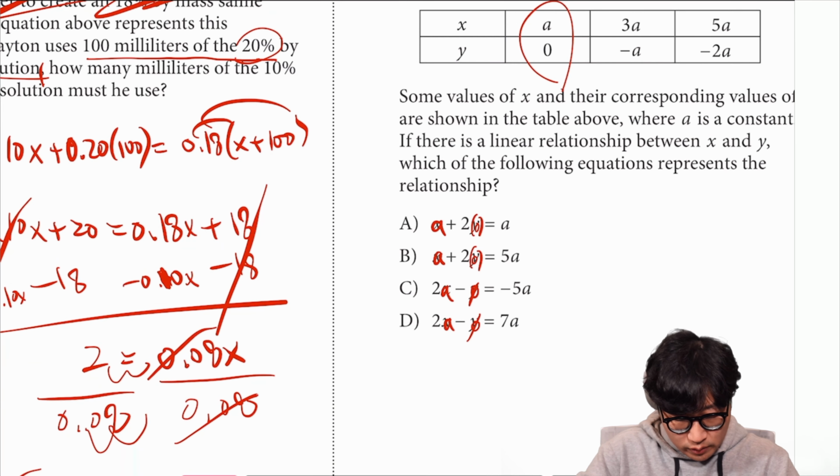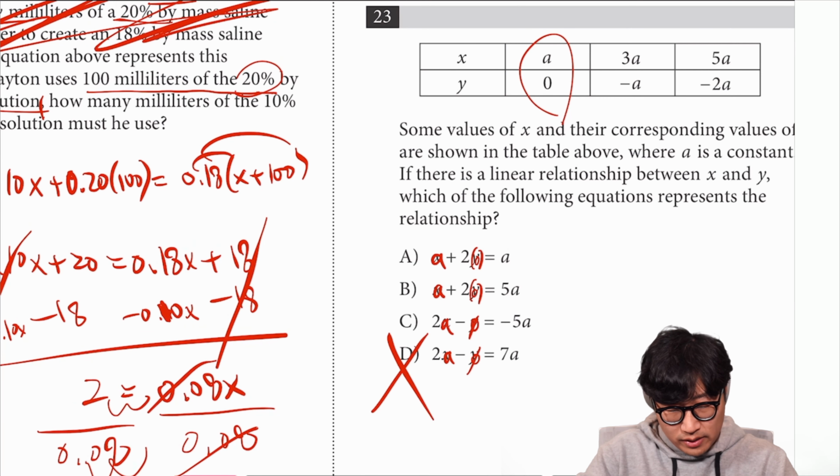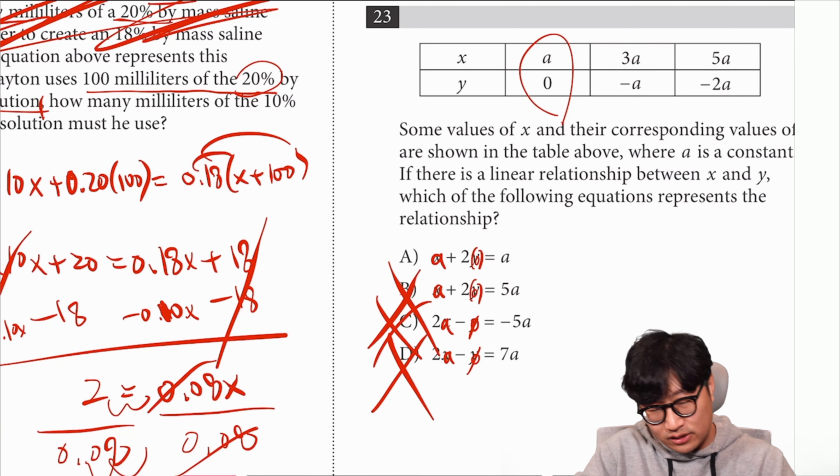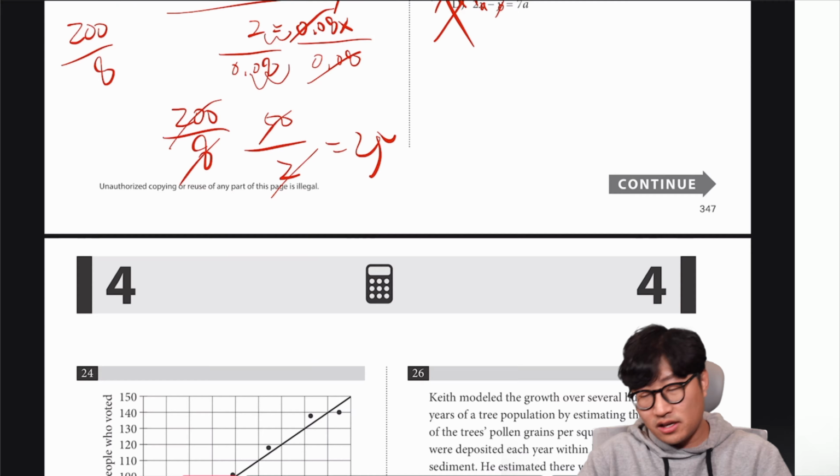So if you do that, what do we get? D, 2A minus 0 is 7. No way. C, 2A minus 0 is negative. No way. B, A plus 0 is 5. No way. A plus 0 is 8. Yeah, that's the only one. That's the only choice that works for it. I'm not going to bother checking the other points.